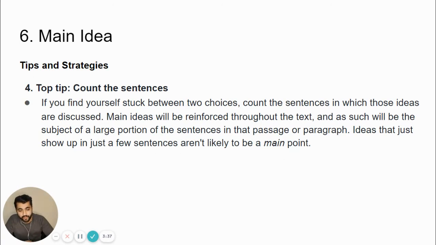So, tip four is counting the sentences. If you find yourself stuck between two choices, count the sentences in which those ideas are discussed. Main ideas are reinforced throughout the text, and as such, will be the subject of a larger portion of the sentences in that passage or paragraph. Ideas that just show up in a few sentences aren't likely to be the main point.